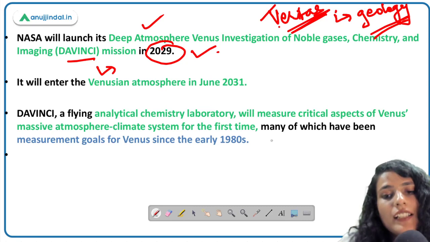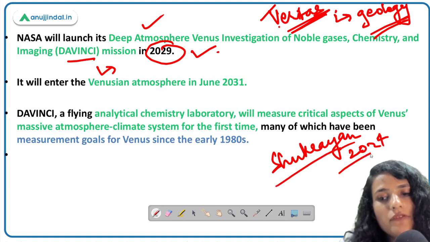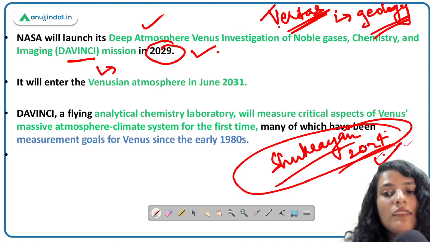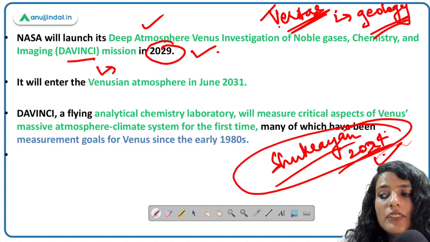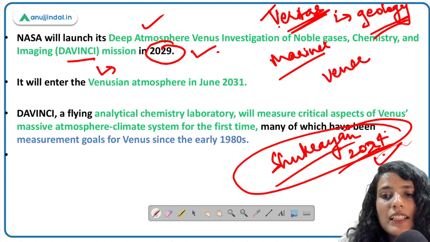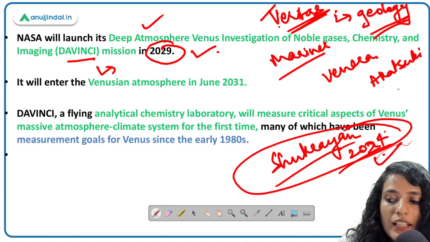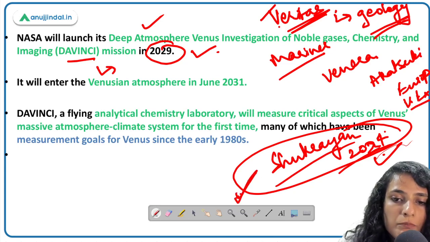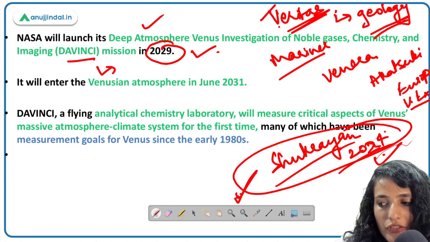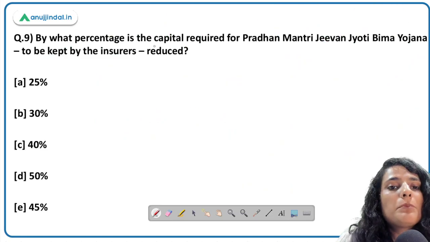Yes, India's mission is named Shukrayaan. Shukrayaan is India's mission for Venus, to be launched in 2024, way ahead of NASA's mission to Venus. Other countries have also taken important initiatives to study Venus. The first initiative was taken by Mariner, again by NASA. Venera was taken up by Russia, the Akatsuki mission by Japan, and Europe has taken up Venus Express. Okay, it is very important for you to know that India's mission is Shukrayaan, which will be launched in 2024.